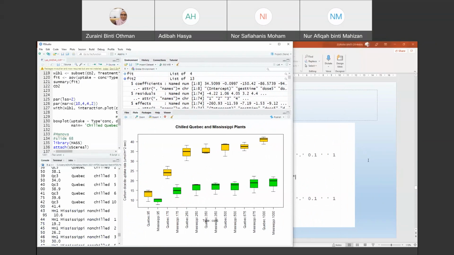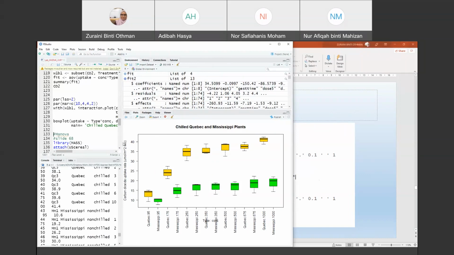From the two graphs, you can see that there is greater carbon dioxide uptake in the plant from Quebec compared to the Mississippi. Okay, the difference is more pronounced at higher ambient carbon dioxide concentration. Okay. The data set that we worked with just now is typically wide format, where columns are variables and rows are observations, and there is a single row for each subject. Okay.